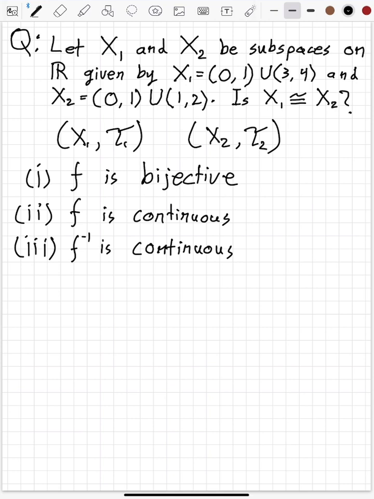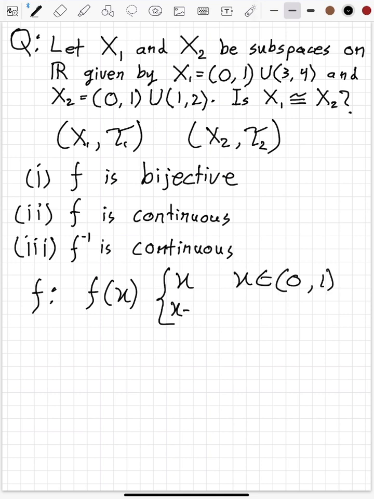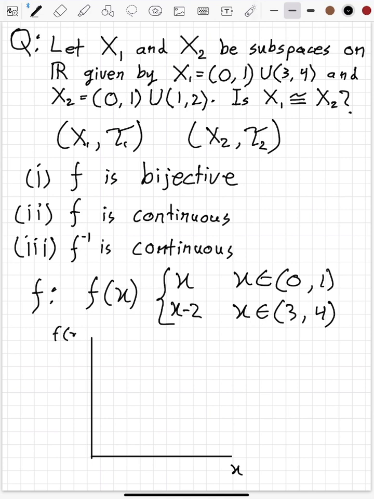So, let's do that. Let's define a function f as the following: f(x) equals x when x is in the open interval (0,1), and f(x) equals x minus 2 when x is in the open interval (3,4). Let's also draw this out so we can visualize it a bit better. Here, let's say that this is our x and this is our f(x). So let's also write this out: 1, 2, 3, 4, and we can do the same over here: 1, 2, 3, and so on. What would this function look like?